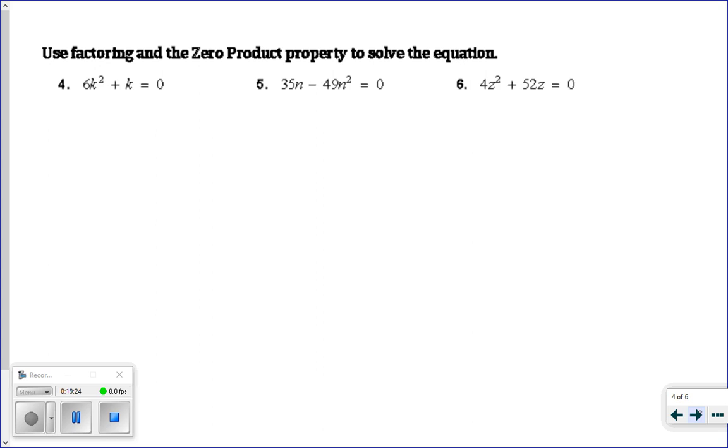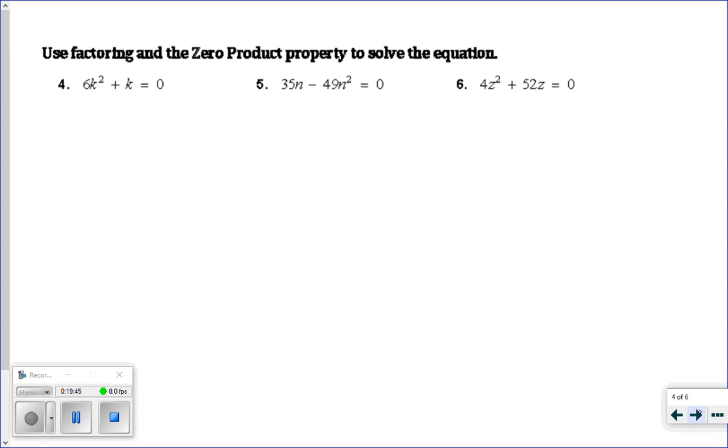If you look at number 4, you have 6k squared plus k equals 0. Really, you can't solve this the way it's written right now. I have two different k terms. They have two different degrees, so they don't combine. So it's kind of impossible to just isolate k and get it by itself here.